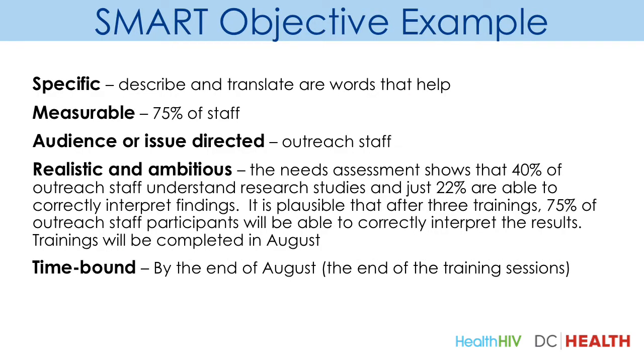So how do we modify the original objective so that it satisfied the SMART criteria? We made it specific by using action words, words like describe and translate and interpret. We made it measurable by deciding that we wanted 75% of the outreach staff to be impacted. We made it audience directed by selecting a target population, that is, the outreach staff. We made it realistic and ambitious by stating that what we hoped to accomplish was feasible.